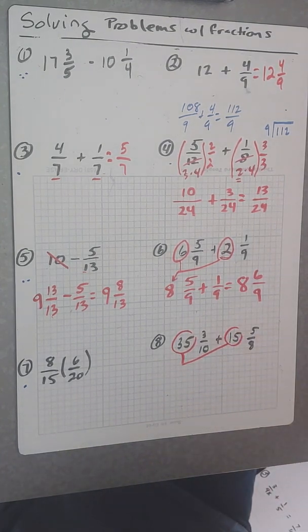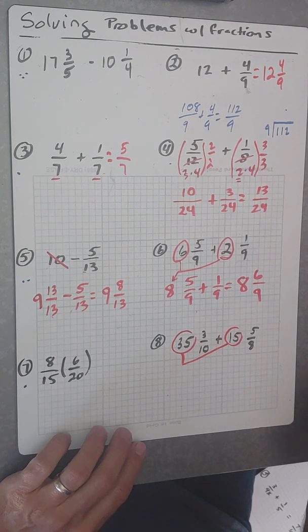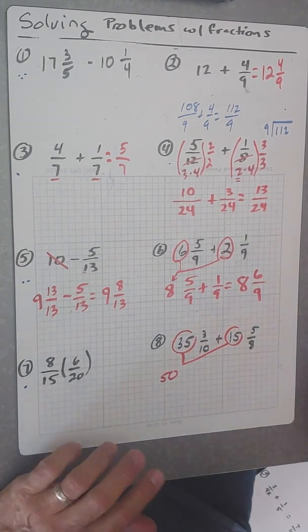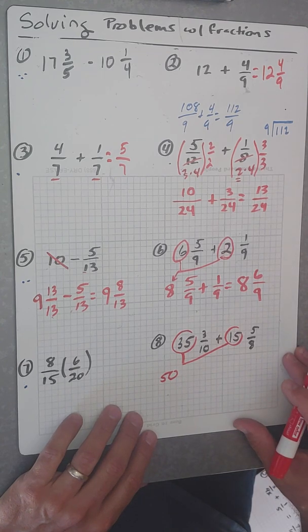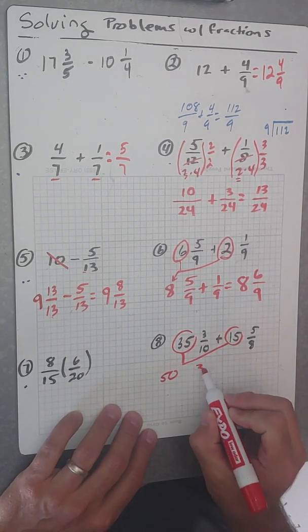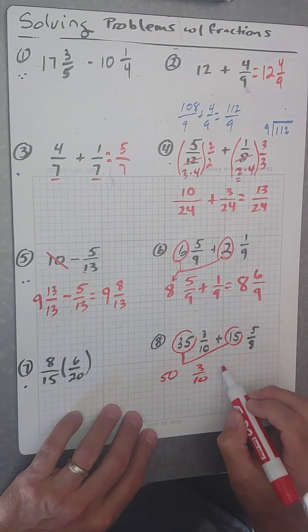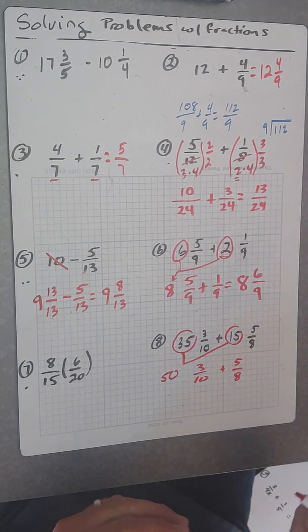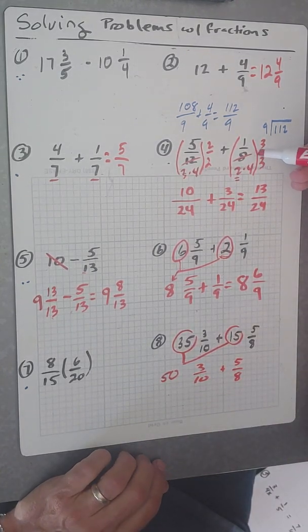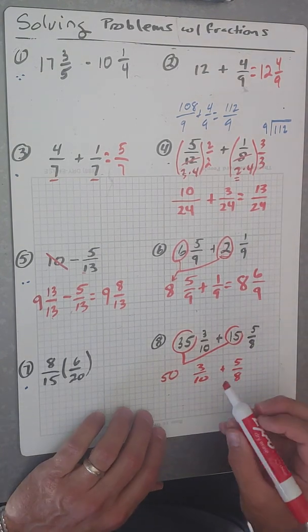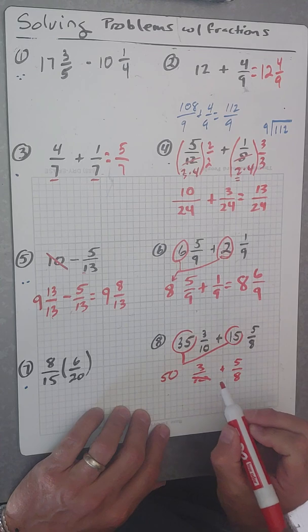Okay, this time I'm adding them, and so then I get 50, because I can always add my whole numbers. When I'm adding or subtracting fractions, I can always add whole numbers. So then I'm left with 3/10 plus 5/8. So now, just like we did on the other problem up here, I've got a very similar problem to this, in that I'm just going to try and see if I can simplify this or break it down.